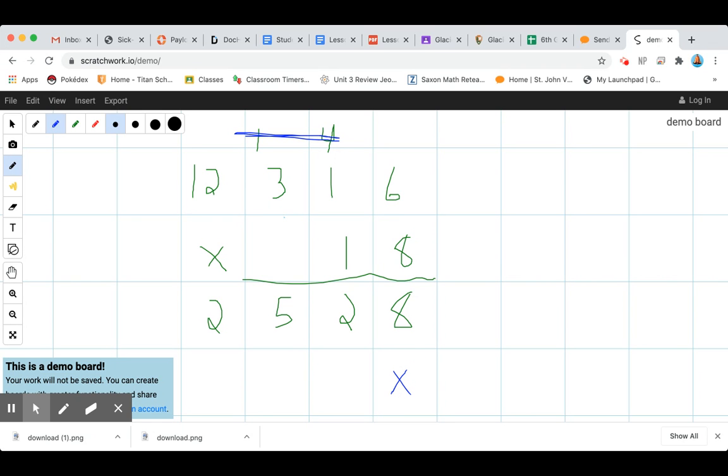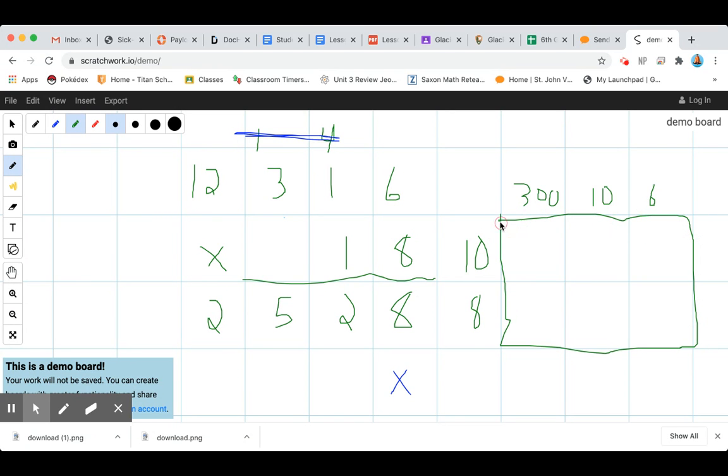And of course, the other way is the way that we went over earlier in class. So we have 300, we have 10, and we have 6. And again, it's because we wrote them in their place values. And then we have 10, and then we have 8. So from here, just like we went over earlier, we're going to multiply each place value, and then we're going to add up and find our sum.